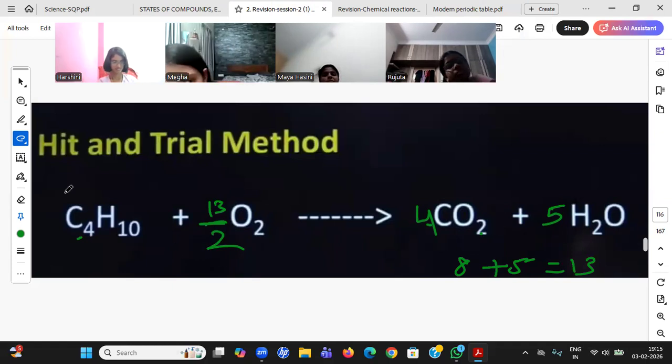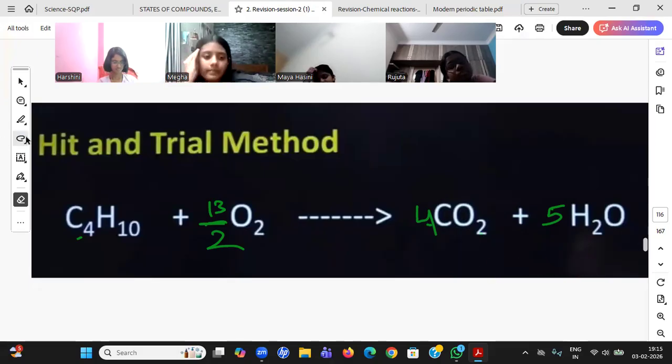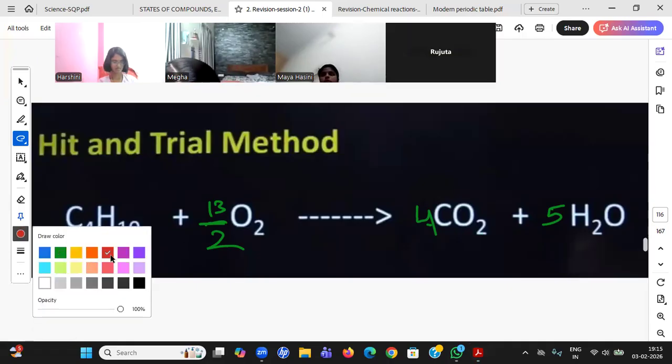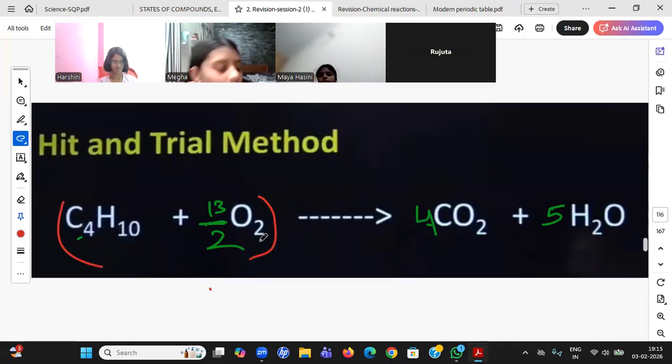That is what this hit and trial method is. Just start with the easiest one and continue with the other things. But please don't leave this like this. You need to make it fraction free. So how to make it fraction free? Multiply by 2.